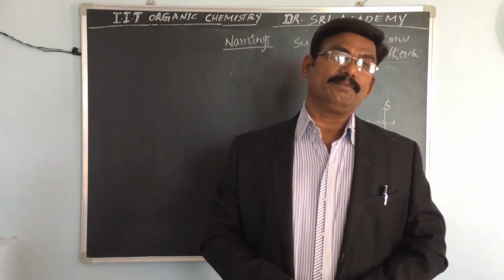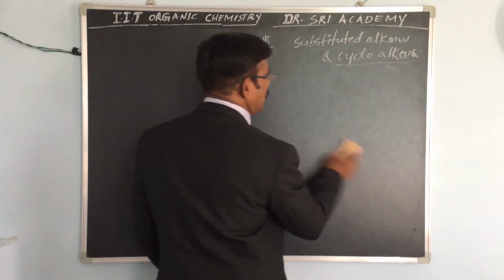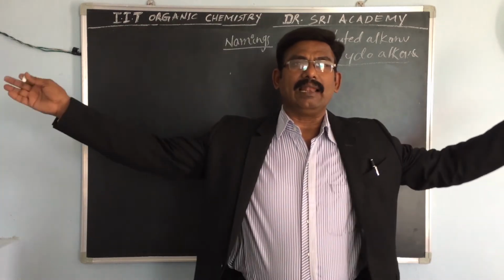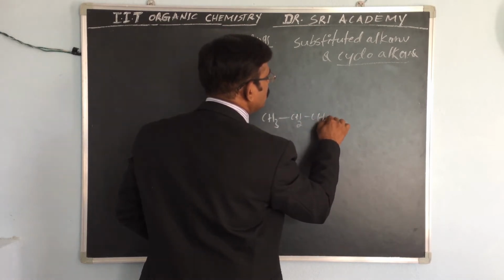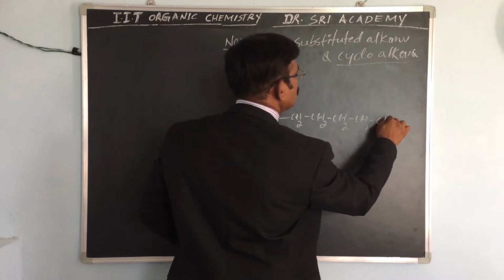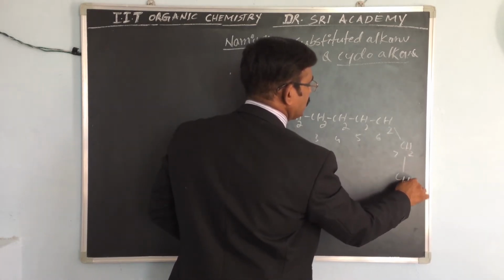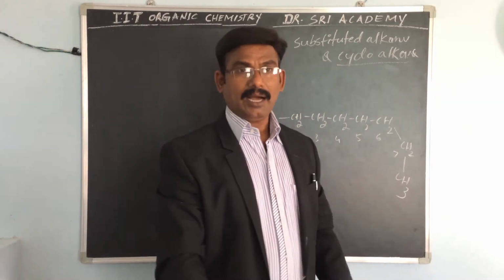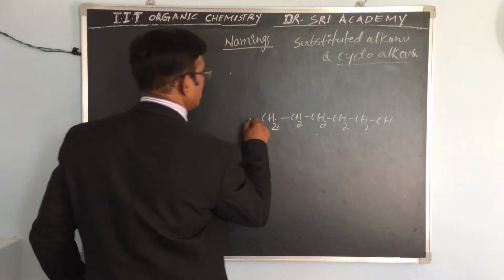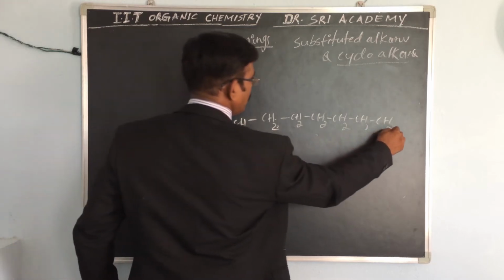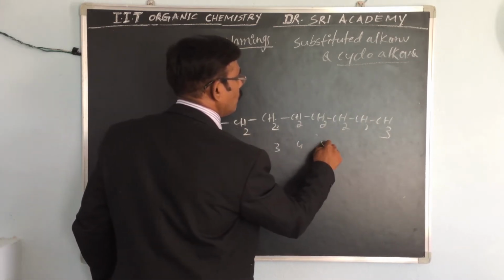If you take an example, you can understand. For example, we take a long chain of 8 carbon atoms. CH3, CH2, CH2, CH2, CH2, CH2, numbered 1, 2, 3, 4, 5, 6, 7, 8. This is the longest chain.